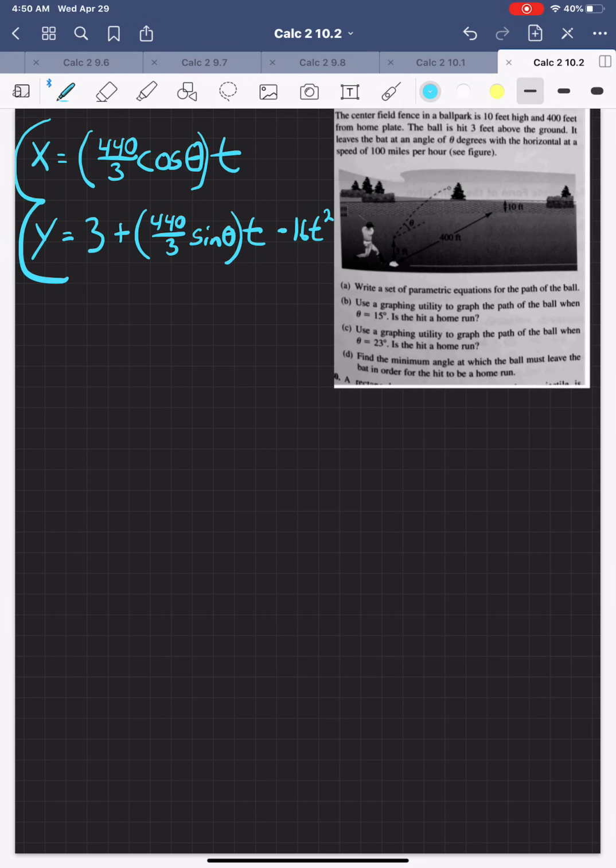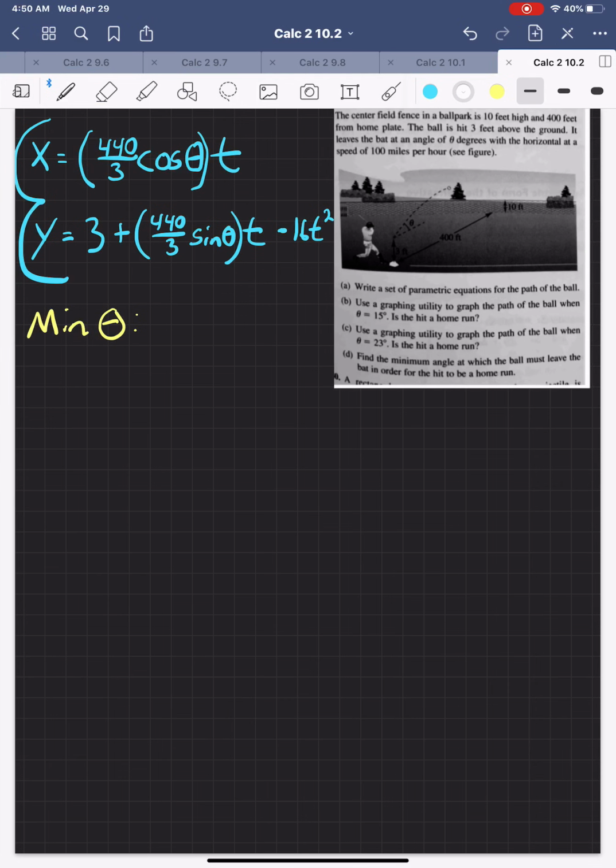Okay, so part D asks, what is the minimum angle for a home run to be hit? Now that is a more interesting question, right? That's a more calculus-based question. So at 15 degrees, no home run. 23 degrees, yes, home run. But what is the minimum angle in order to get a home run? The minimum theta. Very interesting question. All right, well, let's see what we can do here. I've already alluded to this in the previous page. What we're going to do here.